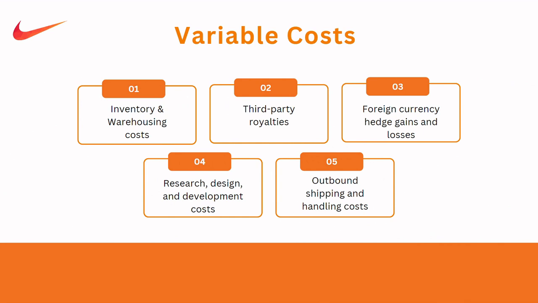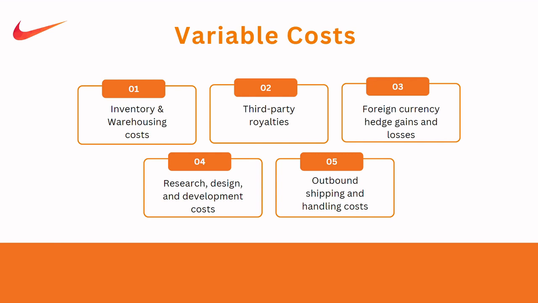Now we would like to explain the variable costs. First is the inventory and warehousing cost. Inventory costs refer to the expenses related to storing and managing Nike products. Warehousing costs include expenses associated with renting or managing storing facilities. These costs directly impact Nike's cost structure. They are variable because they depend on the volume of products held in the inventory. Nike must balance the cost of holding inventory with the benefits of having products readily available for the customers.